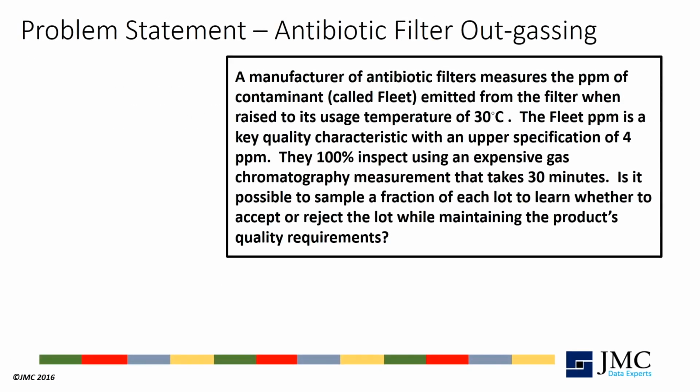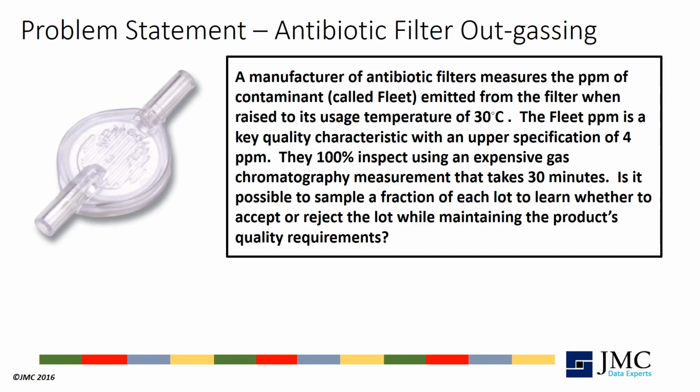A manufacturer of antibiotic filters used to remove bacteria from blood determines the level of a contaminant in 100% of their filters using a long and expensive gas chromatography measurement. The contamination level is a key quality characteristic and must be below an upper specification of 4 parts per million. Like many medical device manufacturers, they ask themselves, would it be possible to measure a fraction of the parts in each lot instead of 100%, and still determine if there were defective parts in the lot?